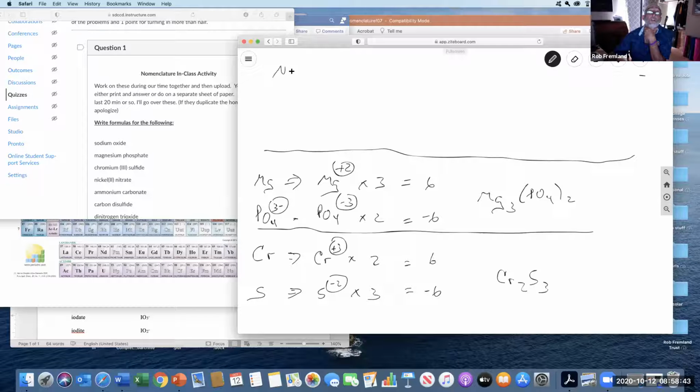All right, nickel(II) nitrate is the next one. So nickel(II), if there's a Roman numeral, it's easy because you're told the charge. Nitrate is a polyatomic ion, -1. So we need 1 of these and 2 of these to get to 2 and -2. So it'll be Ni(NO3)2.